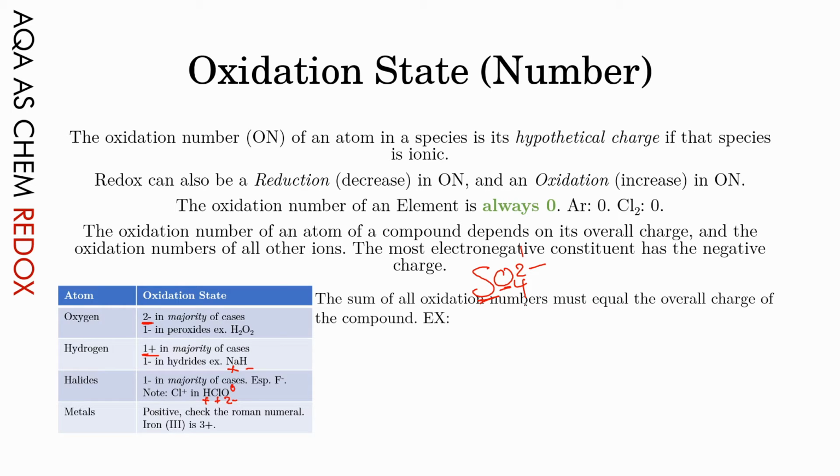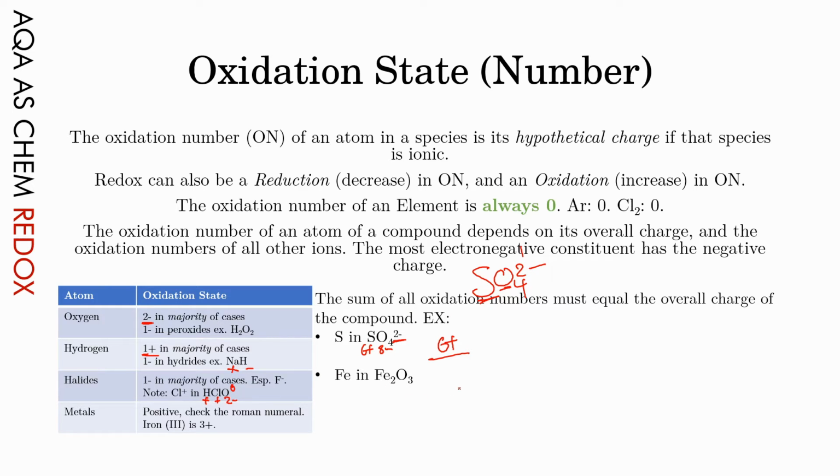And as I've mentioned before, the sum of all the oxidation numbers must equal the overall charge, such as S in SO4 2-. Shall we work this out? Well, we know the oxygen is 2- each. 4 of them, right? 4 times 2 is 8. So 8-, and you want 2- overall. So the S must make up the rest. So the S must be 6+, because 6 minus 8 is -2. Next one, so the S is 6+.